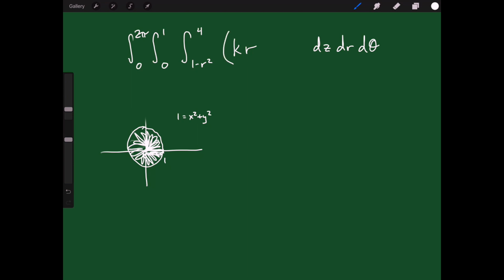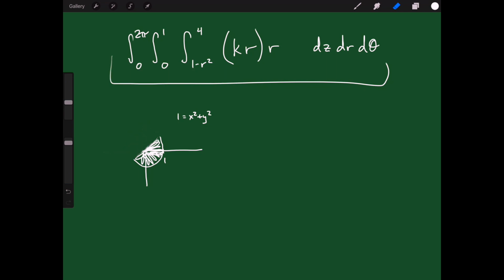But then I have to remember that this is cylindrical. So I have to multiply by an additional r. Okay, so I've now set up the integral. This is the triple integral that will get me my answer. Okay, so now let me erase this picture down here and let's start working on computing this integral.